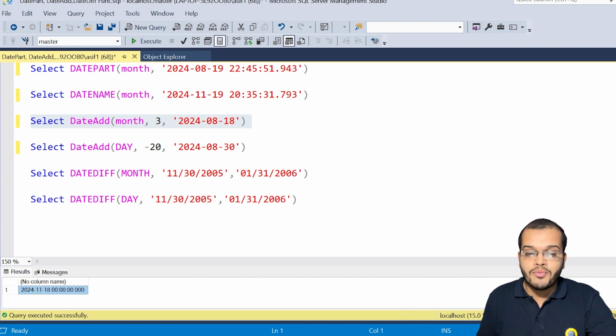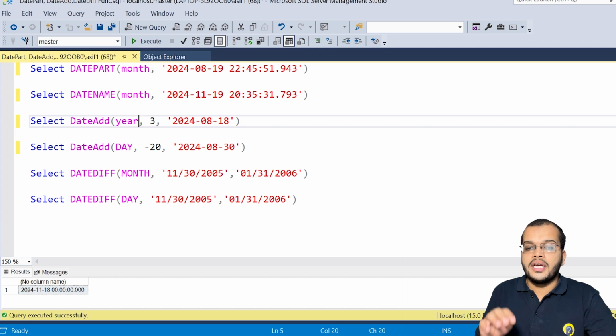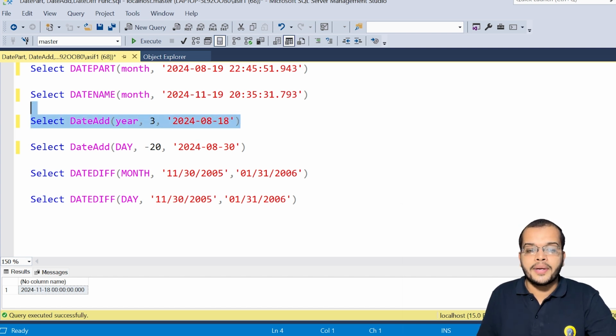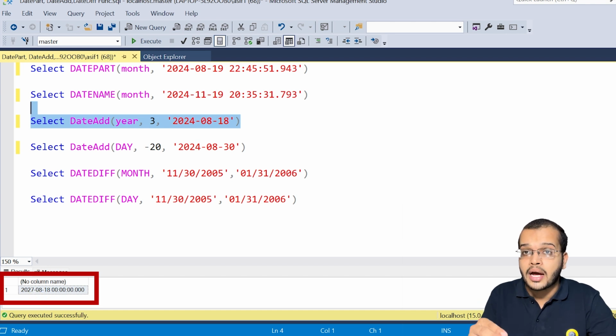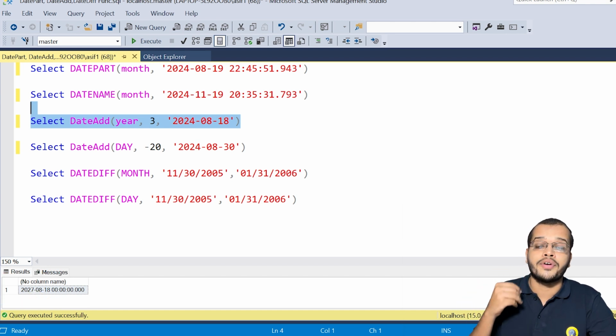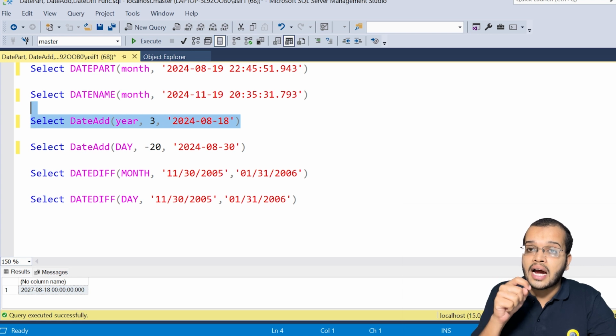So now in the same way we can add for year also. Year for 2024, 3 years I am adding it. So what will happen here? I am getting 2027. 3 years I am adding it with the 2024. So this is how DATEADD function will work.